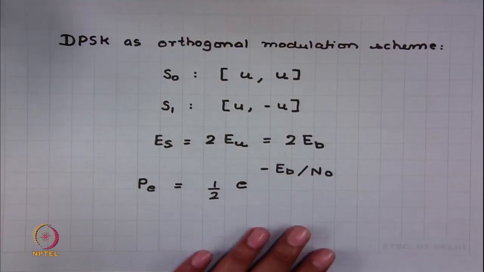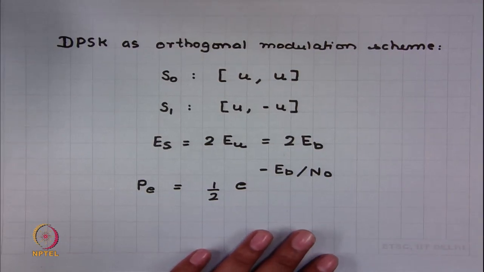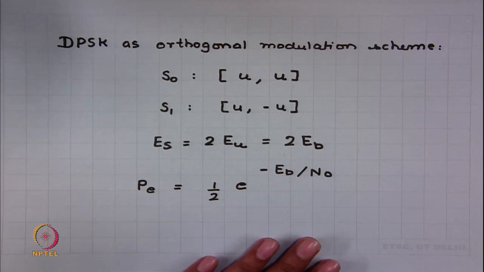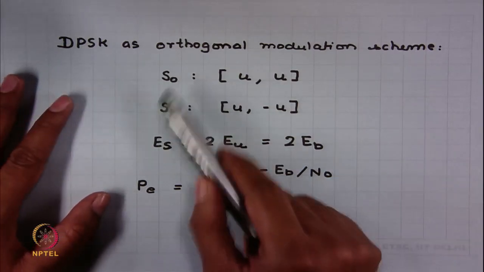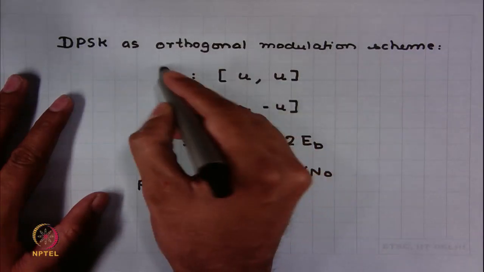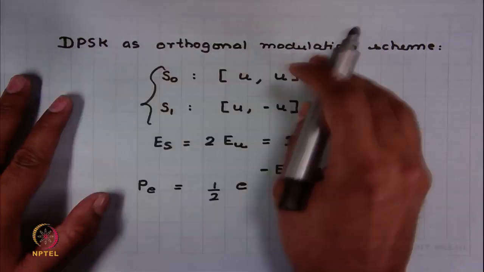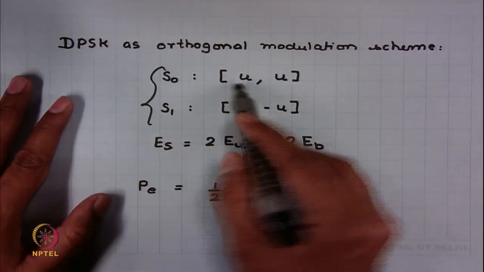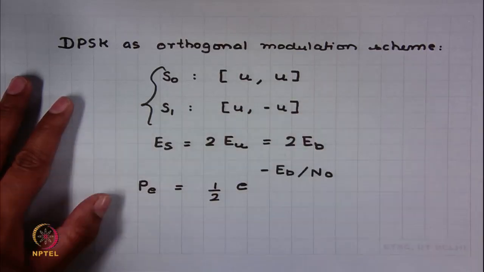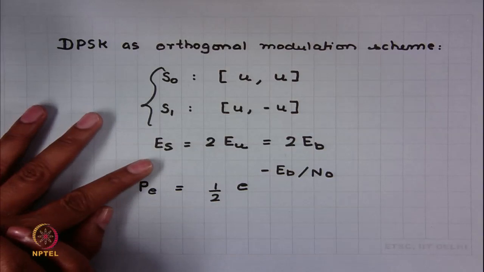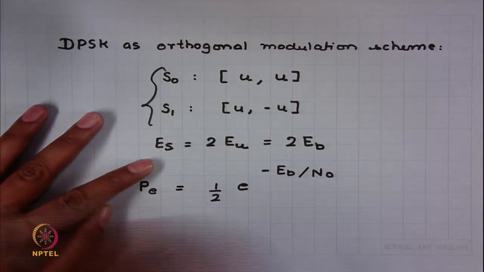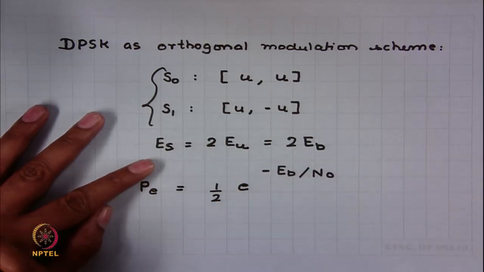This idea we also introduced before, that DPSK is actually an example of an orthogonal modulation scheme. So, it should not be surprising that it has the same error performance as we got for FSK, but with one small difference. In DPSK we have two orthogonal signals, so refer to the lecture on differential modulation schemes if you have forgotten this. One, let us say, is u, and the other is minus u, and these signals are orthogonal. What is the energy of each signal? Energy of each signal is 2 times the energy of u. And what is the energy of u? Energy of u is the same as the energy of a bit.